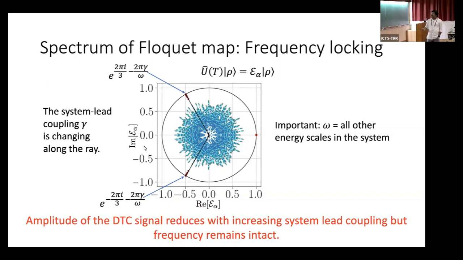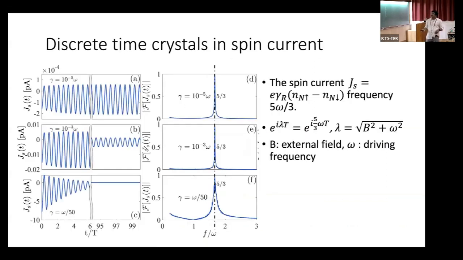So this will help us see time crystals in the current. And how? This is the kind of picture I have. I'm plotting here the spin current. Spin current is the difference between the upspin current and the downspin current.